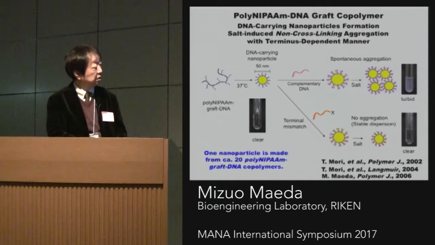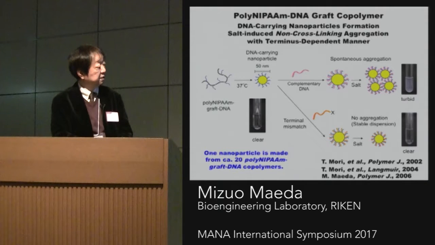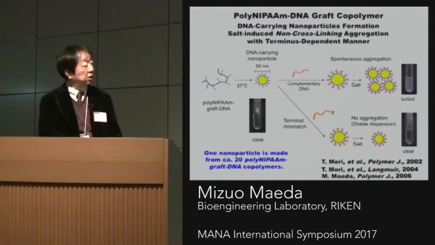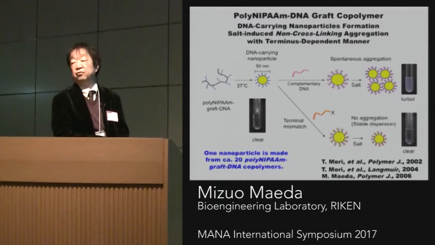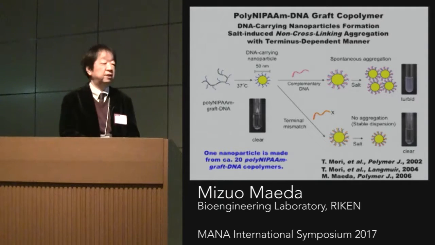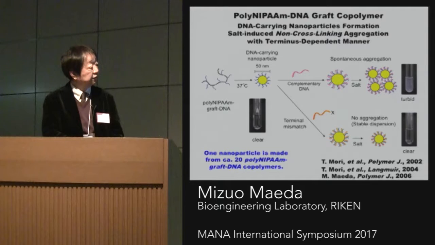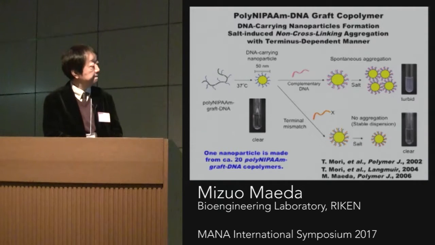But if you add the complementary DNA to the surface-anchored single-stranded DNA, to give a double helical structure on the nanoparticle surface, then the system becomes unstable and gives a turbid solution under higher salt concentration, like 500 millimolar of sodium chloride, like seawater. But if you add terminally mismatched DNA, such aggregation does not take place. You can see a clear solution, even in high salt concentration.